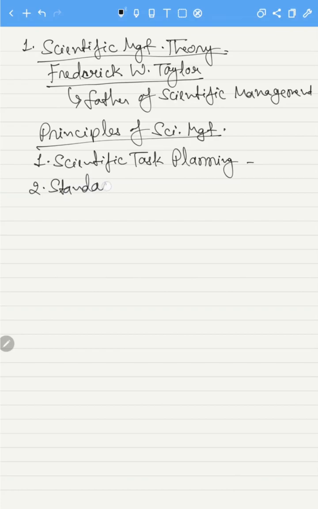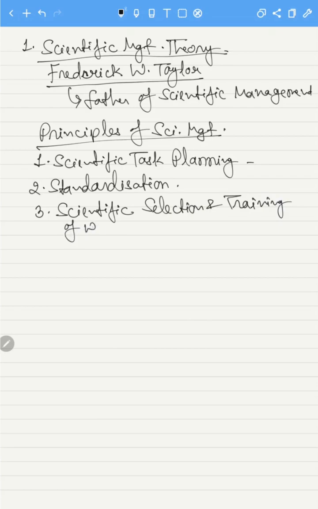Second is standardization. The second principle of scientific management is standardization, which means standards have to be set in advance for deciding the work procedures, quality parameters, time schedules, and working conditions. This will increase efficiency of the employees as well as efficiency of an organization. Third is scientific selection and training of workers. This means jobs should match the ability and skills of the employees.